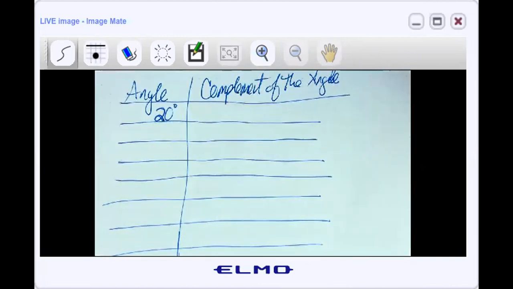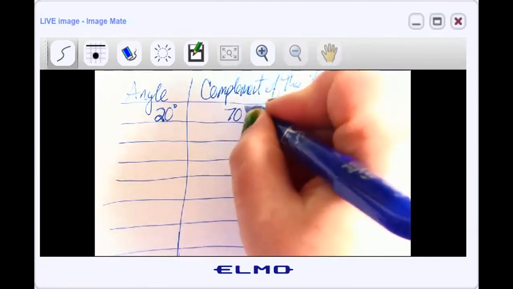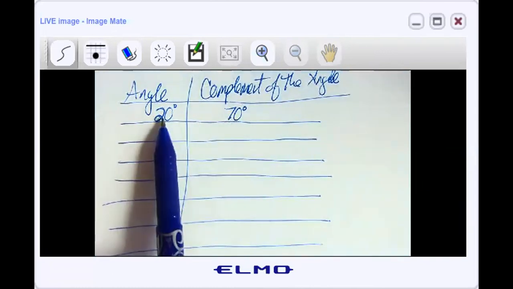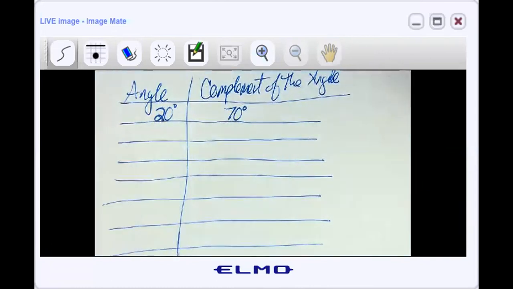Okay, so if I'm trying to find the complement of this angle, that's just fancy math talk for what would I add to this angle to get up to 90? 70. Yeah, it's just 70. So the complement of this angle is 70. And where did 70 come from? Because I'm just going to do 90 minus whatever that number is.